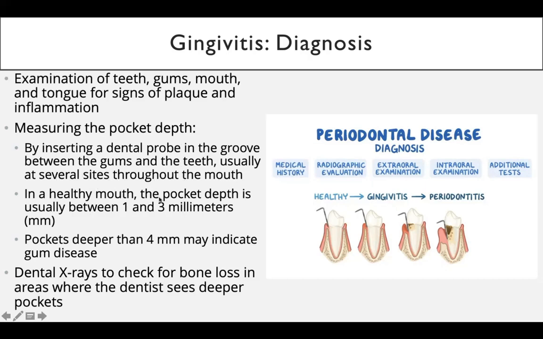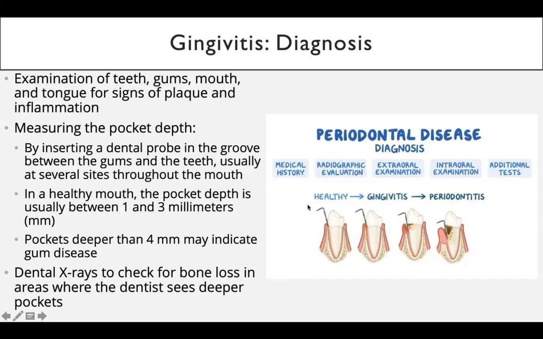In a healthy mouth, the pocket depth is usually between 1 to 3 millimeters. So 1 to 3 mm is healthy. More than 4 mm indicates gum disease, such as gingivitis or periodontitis. Dental X-ray is used to check for bone loss in areas where the dentist sees deeper pockets. This is how you diagnose periodontal disease such as gingivitis and periodontitis.